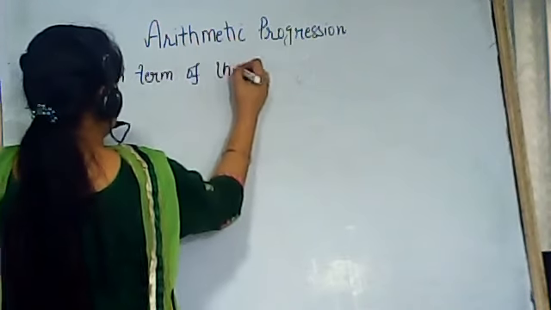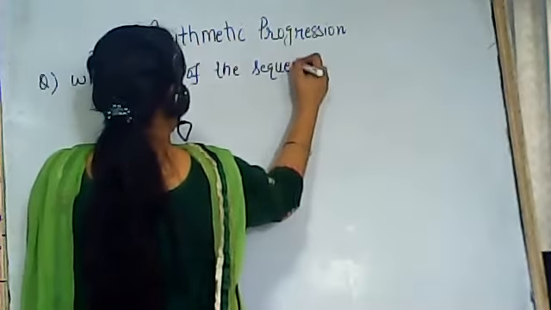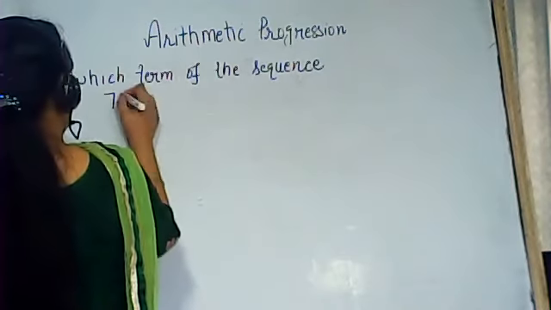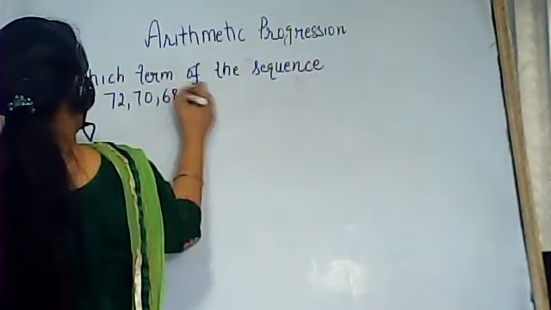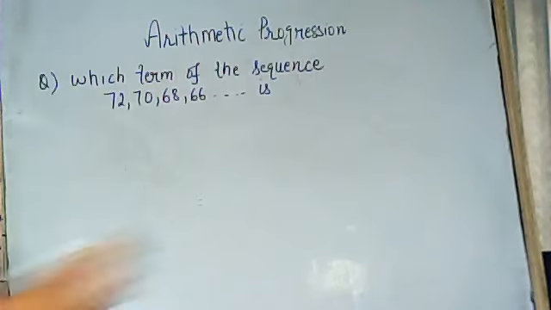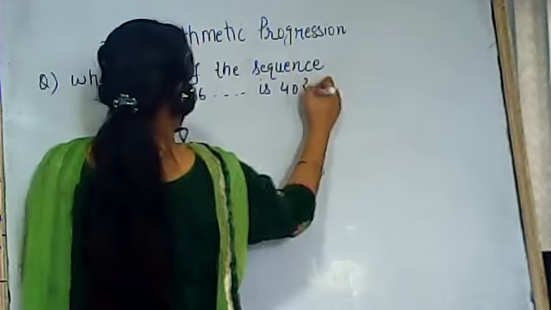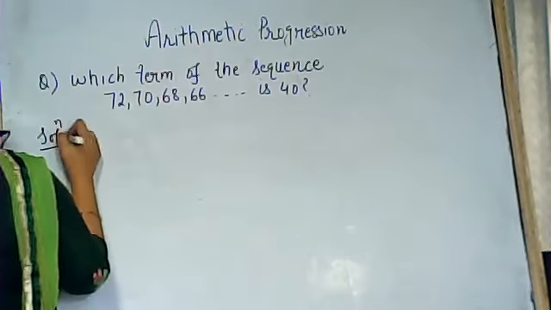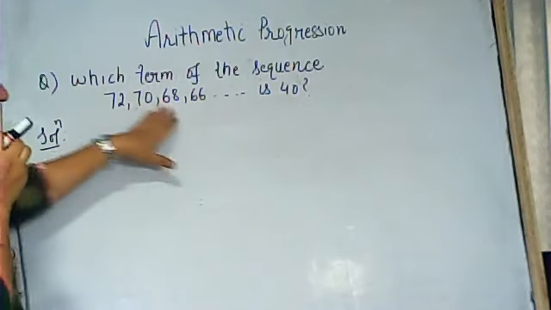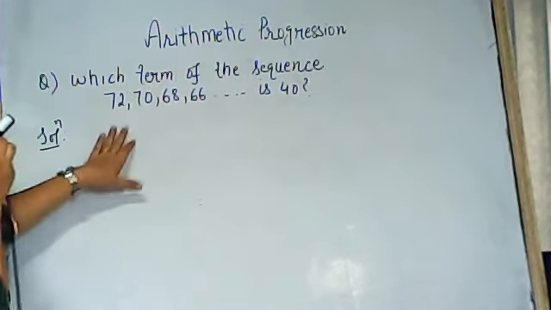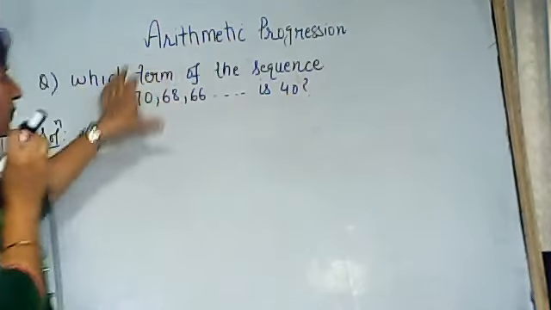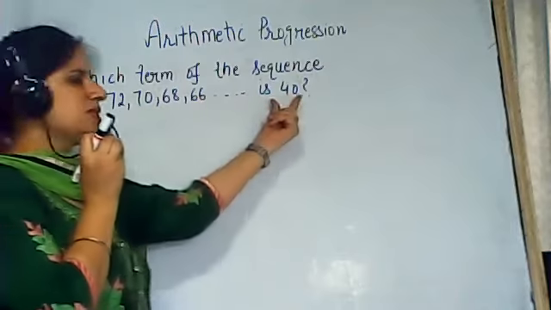Which term of the sequence 72, 70, 68, 66, and so on is 40? Which term of the given sequence is 40? It means we have been given a sequence. First of all, we shall check what is the position of 40, meaning which term of this particular sequence is equal to 40.